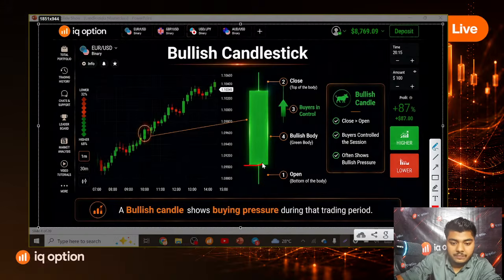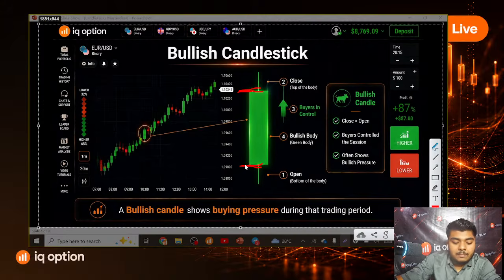The color doesn't matter. A lot of brokers like IQ Option usually indicate a bullish candlestick as green and a bearish candlestick as red. So color doesn't matter. You have to understand the candlestick. As I said, a bullish candlestick forms when the closing price is higher. This is the closing price, this is the opening price. So the closing price is higher than the opening price. The price opened here, the price closed here. So the closing price is higher than the opening price.